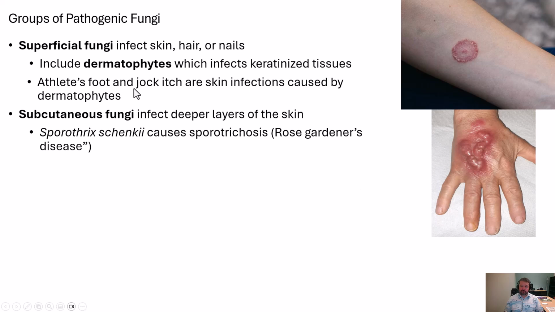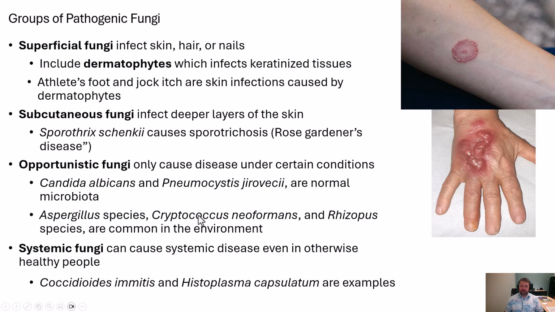So superficial fungi are on the outside, subcutaneous on the inside, and then you have a whole bunch of others that are just opportunistic, in the sense that it just means the conditions are right. So Candida albicans, females might be familiar with this. Okay, this is a yeast infection. It just depends on the conditions that people find themselves in.